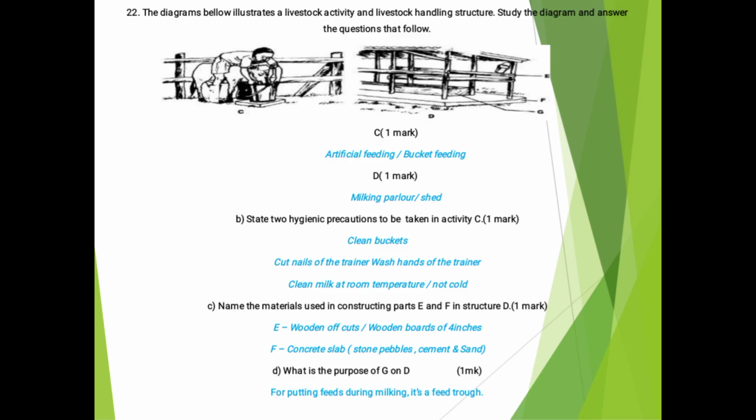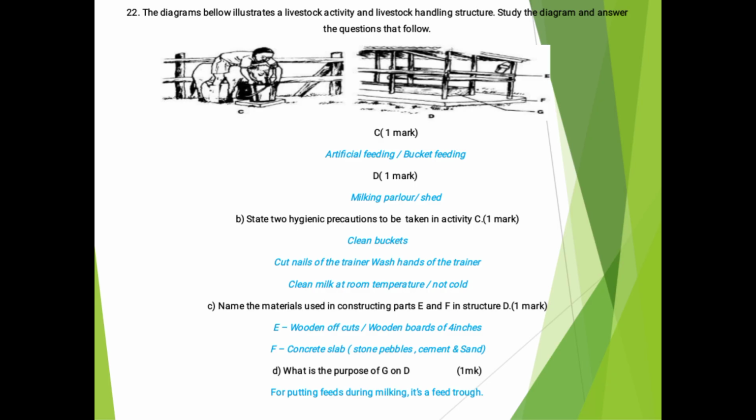The material used in construction of parts E and F. Part E, this is the part E being talked about, and then part F down here. So part E is wood offcuts or wooden boards of 4 inches. And then part F, you use concrete slab, which consists of stone, pebble, cement, and sand.